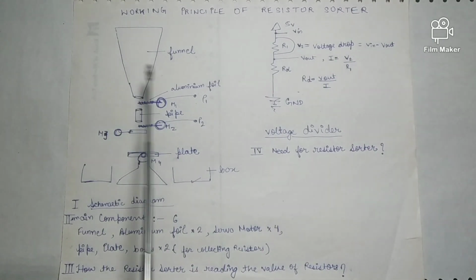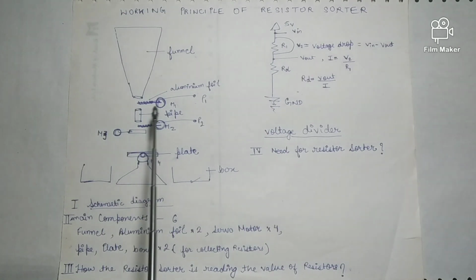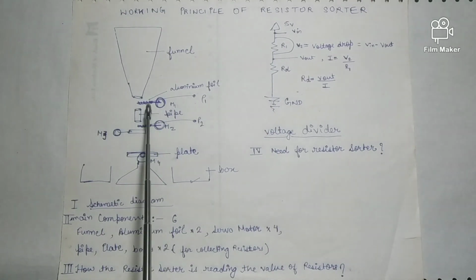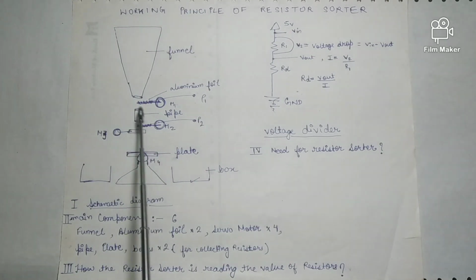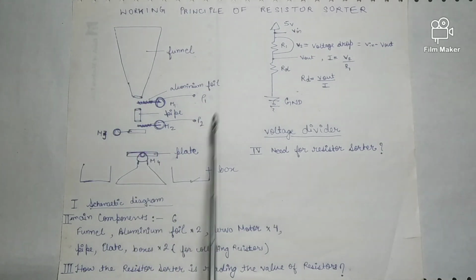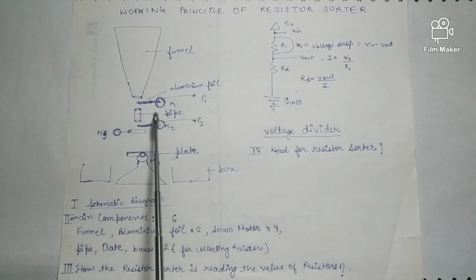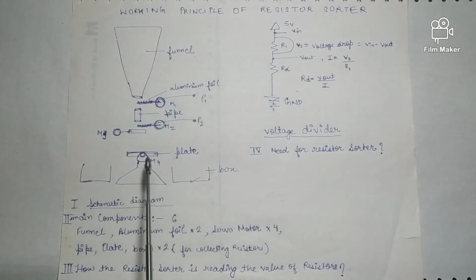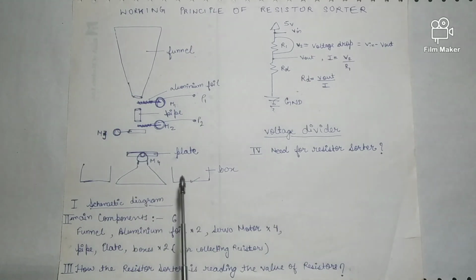First, we have the funnel and 4 motors: M1, M2, M3 and M4. The first M1 and M2 motors are connected to aluminium foil. The aluminium foil is also connected to wires P1 and P2. These two wires are going to the circuit board. We have a small piece of pipe and a plate, and this plate is also connected to a motor, that is the M4 motor. There are two boxes here, box 1 and box 2.